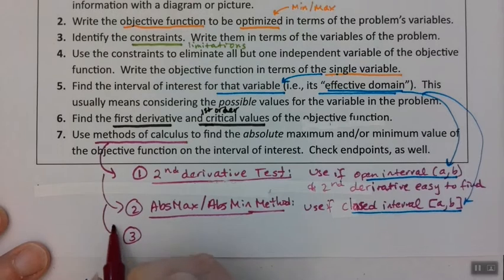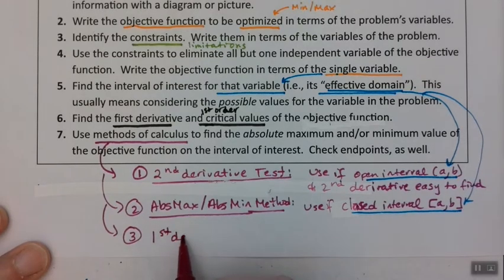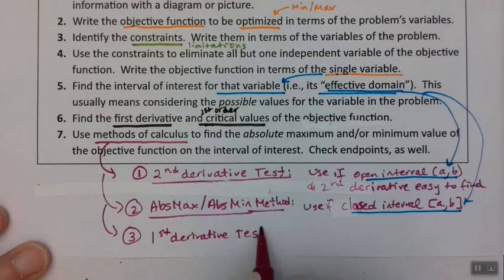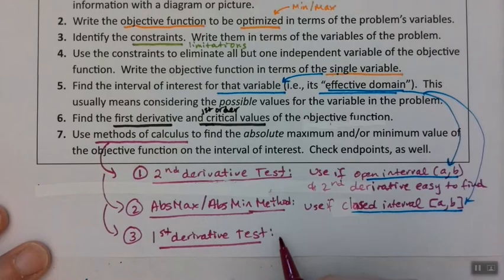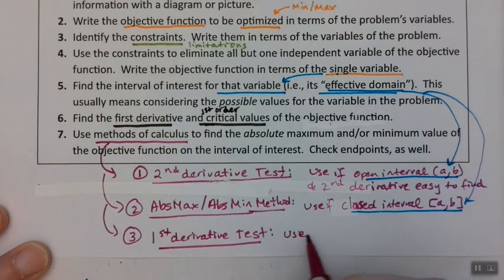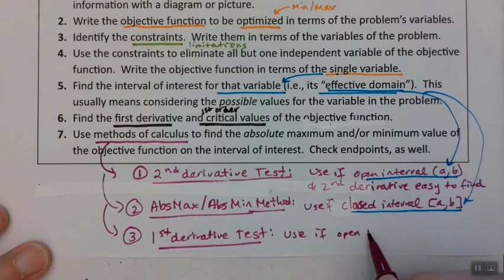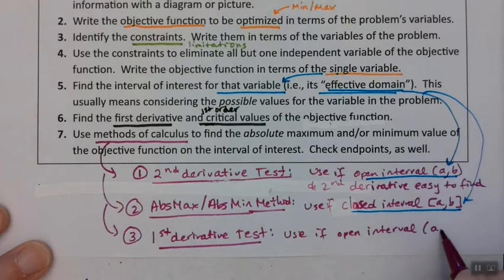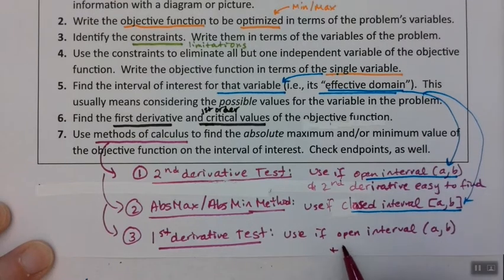And then the last one, the one I use the least often by far, is the first derivative test. The first derivative test is more of a pain to use because you have to make the table and all that jazz. But you can use it if you have an open interval for your effective domain and your second derivative is a pain to find. So open interval a comma b in parentheses, and second derivative is difficult, hard to find.